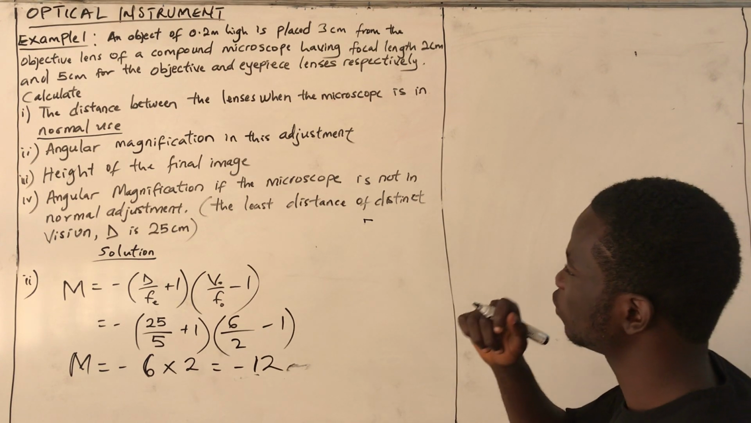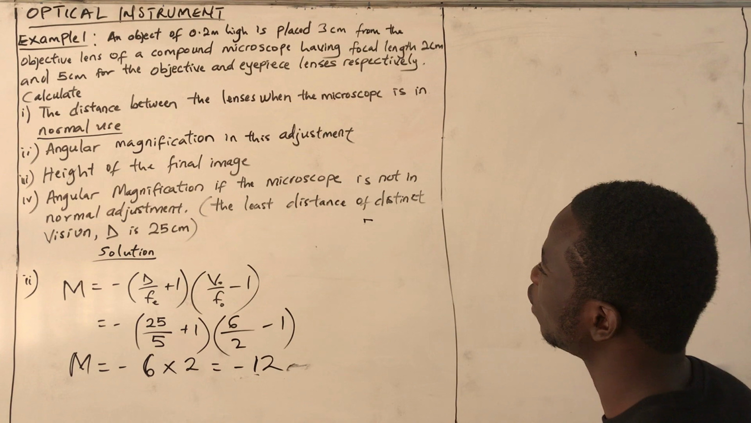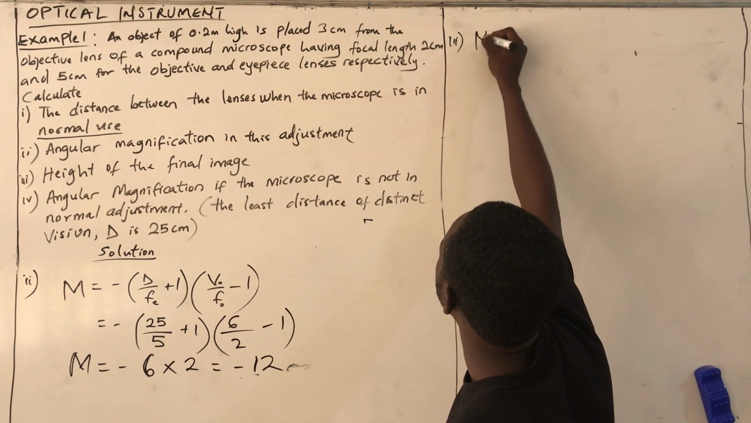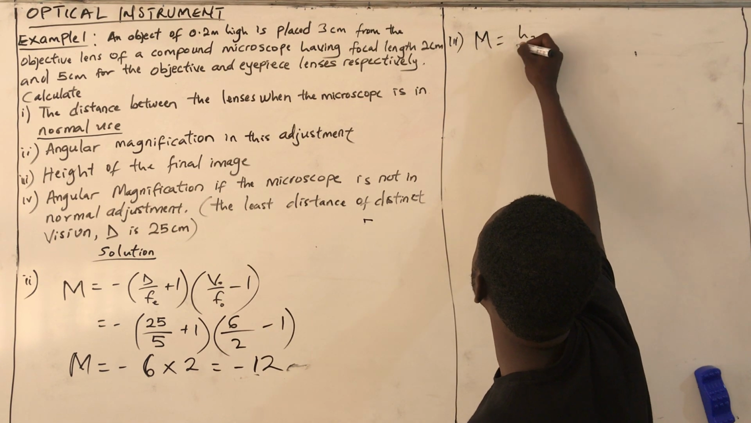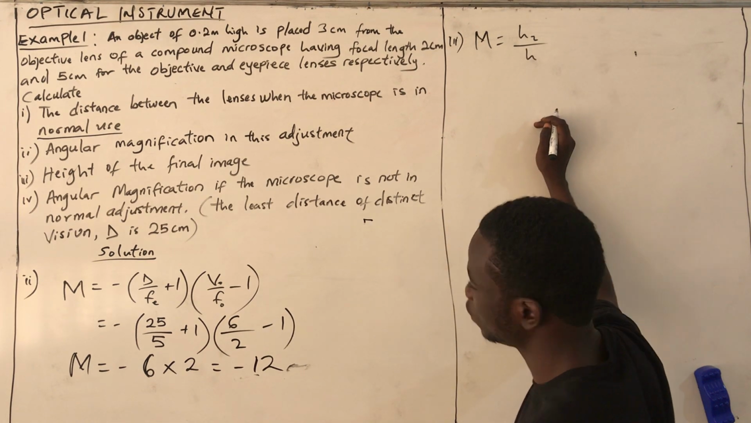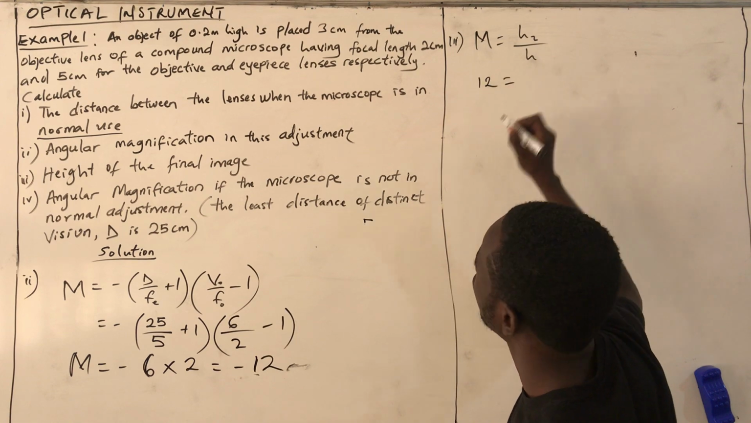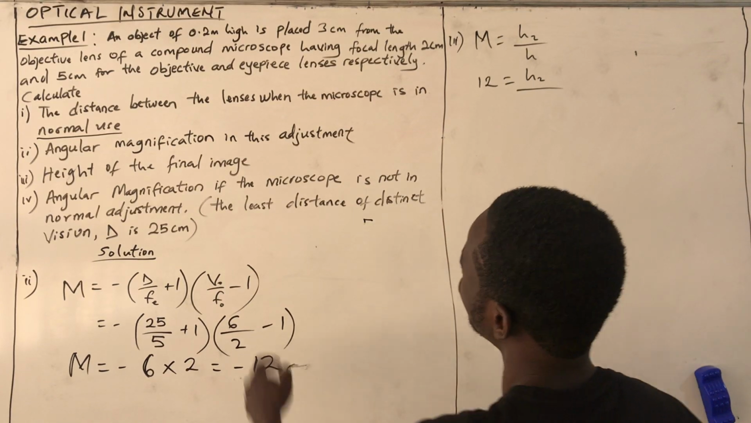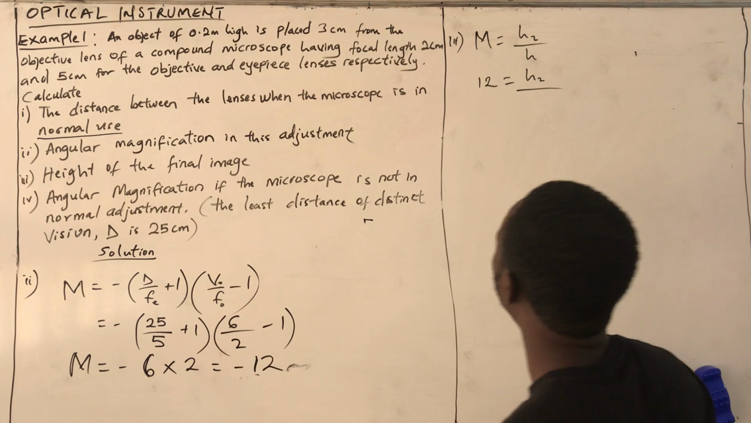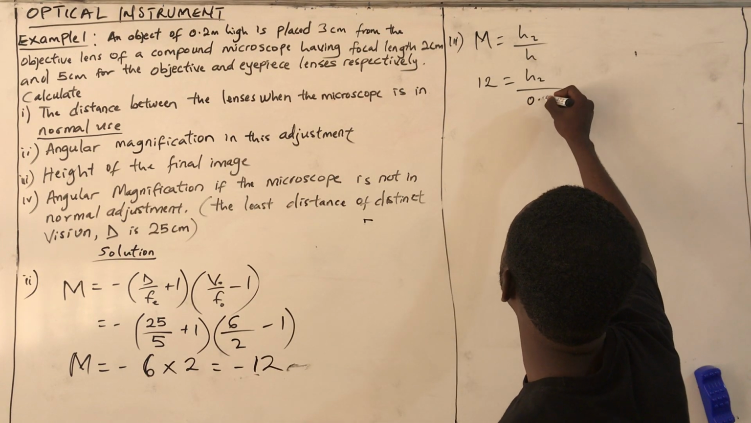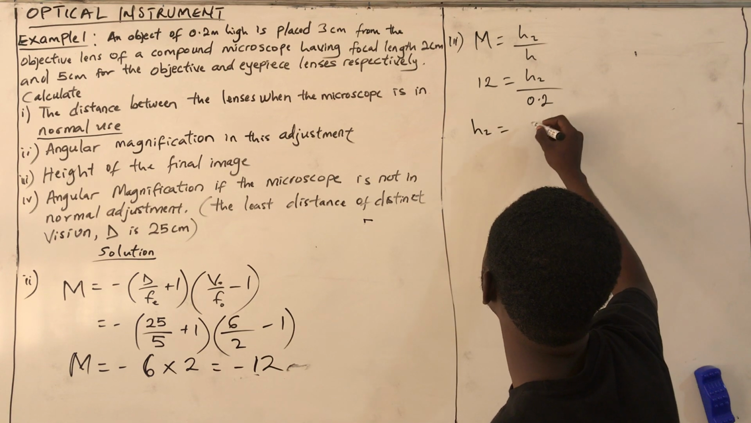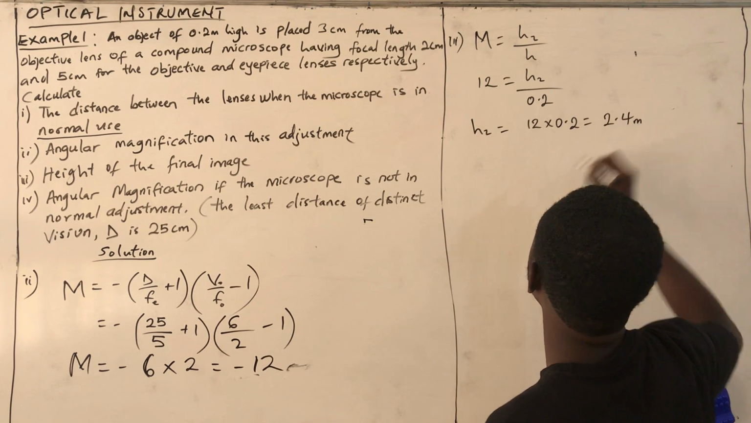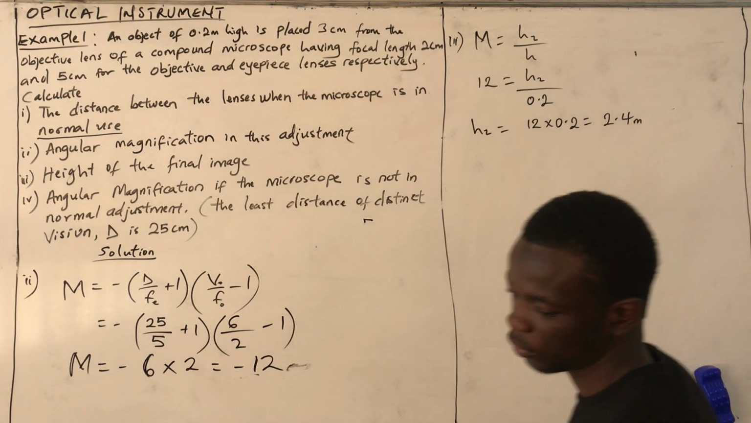Then next, we have to calculate the height of the final image. Angular magnification is equal to the height of the final image over the height of the object. We've already calculated this to be 12. We are given the object height from the question, 0.2 meters. So h2 is equal to 12 times 0.2, which is 2.4 meters. So that's the height of the final image.